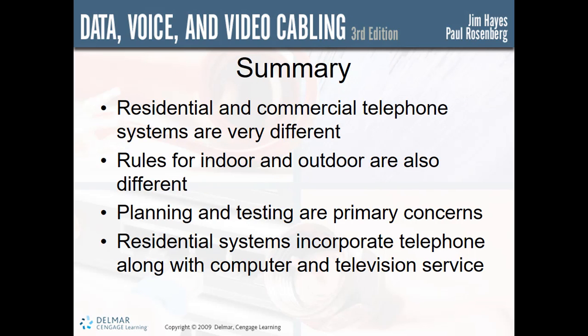Residential and commercial telephone systems are very different in both materials and methods. Rules for indoor and outdoor telephone cables are quite different. Planning and testing are primary concerns for any telephone system installation. Residential network systems incorporate telephone service along with computer and television service integrated into a system. Okay? So that concludes Chapter 5 for us.